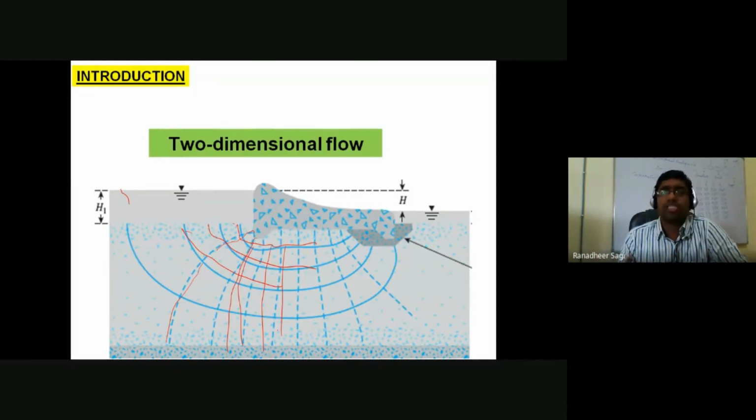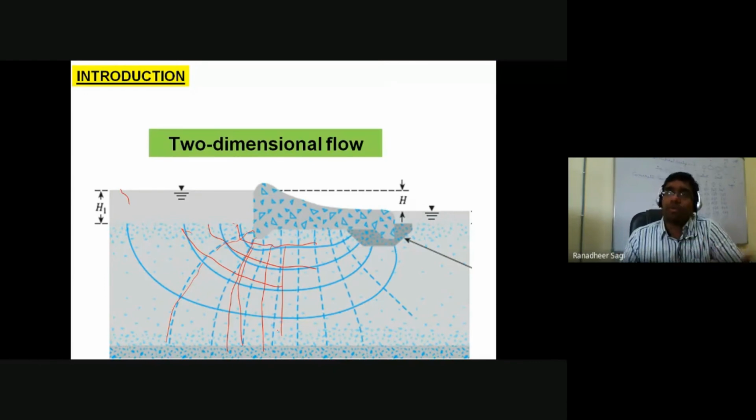So wherever you are dealing with seepage related problems, there we can try to calculate the quantity of seepage happening from upstream to downstream based on what is called a flow net diagram. This flow net diagram is basically a graphical approach by which you estimate the quantity of seepage happening from upstream to downstream.